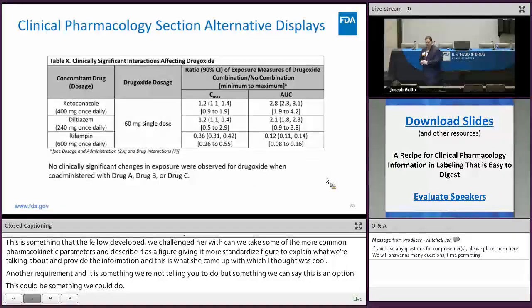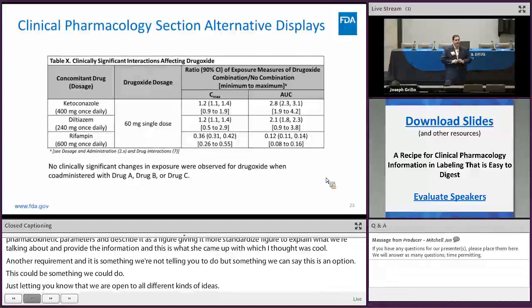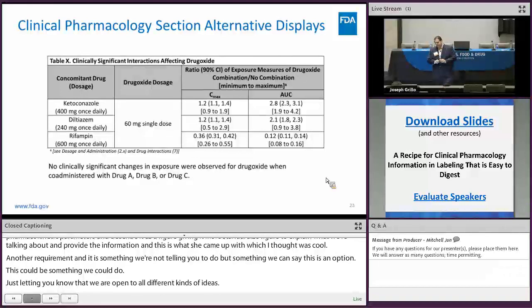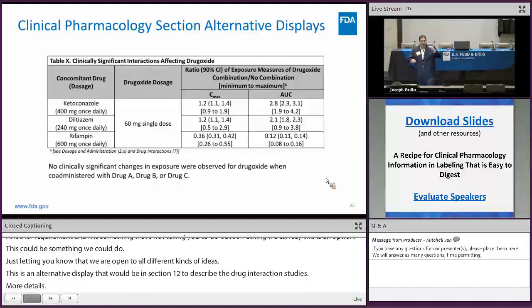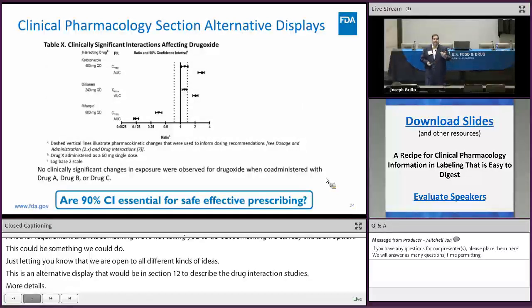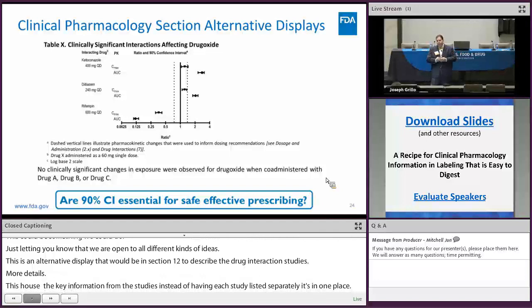This is an alternative display that would be in Section 12 to describe the drug interaction studies. So the more details that would inform Section 7. So this has all the key information from the studies, and rather than having each study listed separately, it is listed in one place. This is the same information, but as a graphic presentation. There's no preference whether we use one or the other.